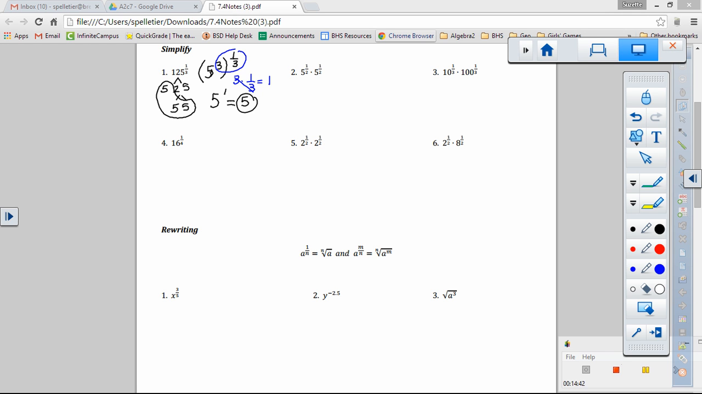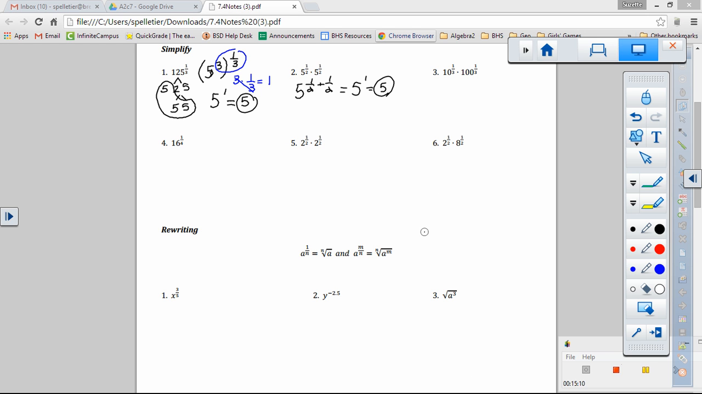Second example, I have 5 to the 1/2 times 5 to the 1/2. So the bases are the same, which means I can add the exponents. So 5 to the 1/2 plus 1/2. Okay? 1/2 plus 1/2 is 1. So I get 5 to the first, or 5. So we're able to simplify these pretty simply. Okay? Let's do this. Let's break it down.